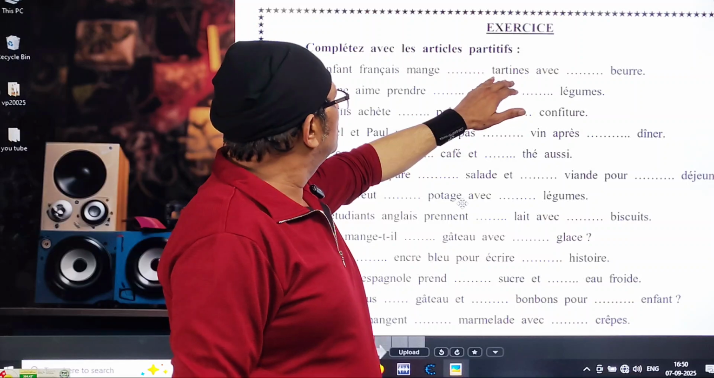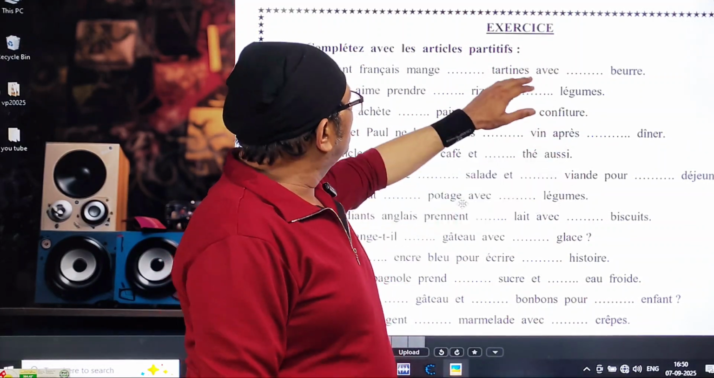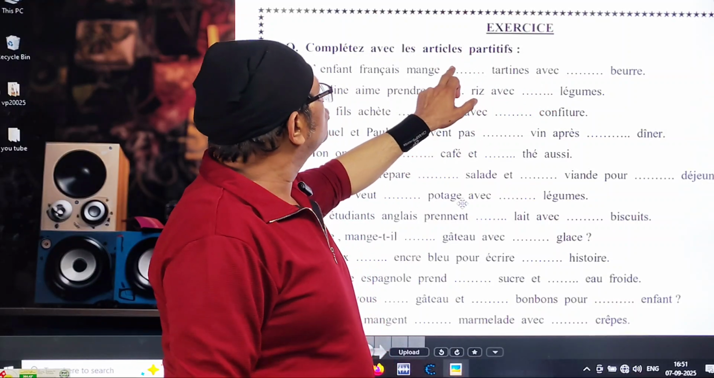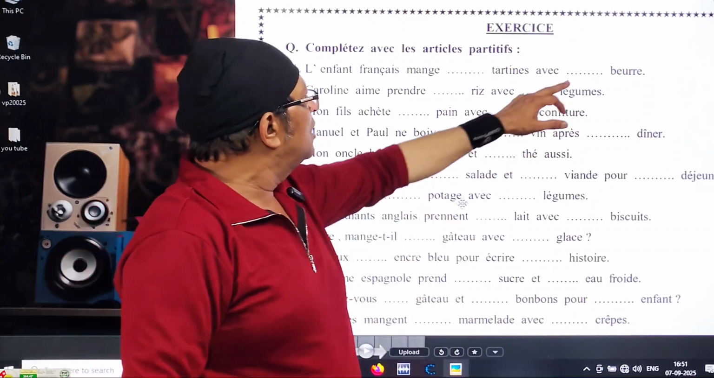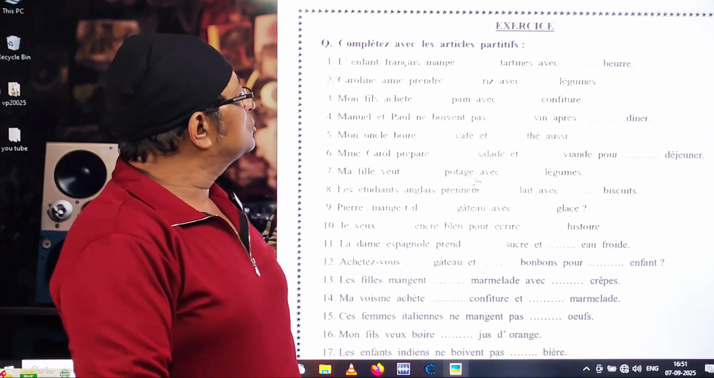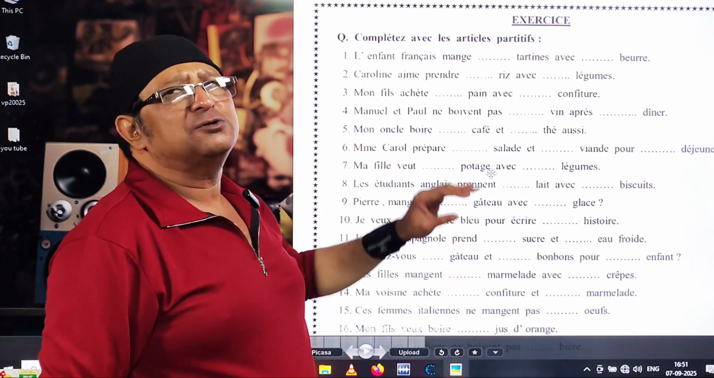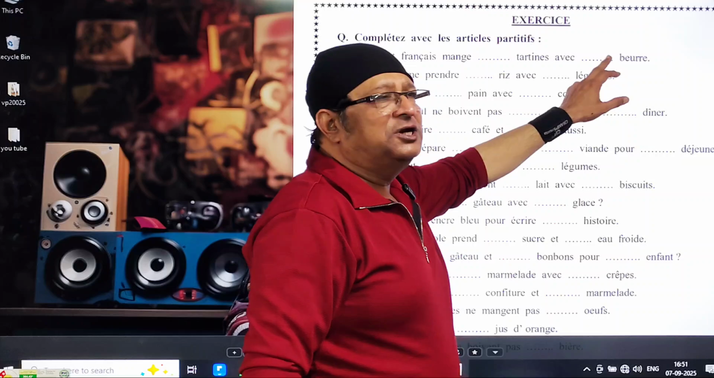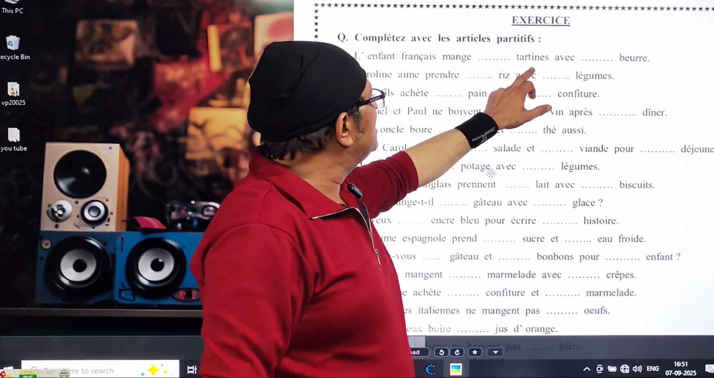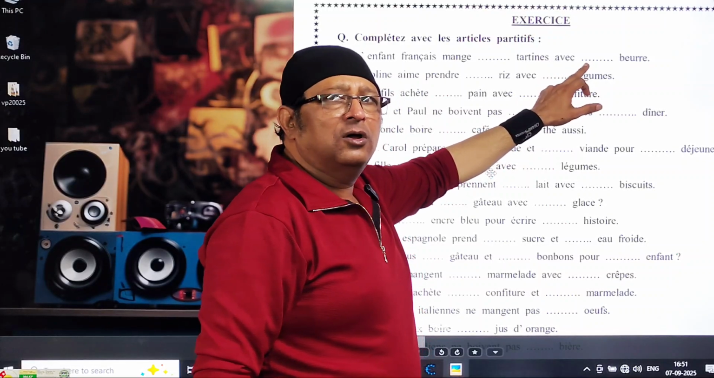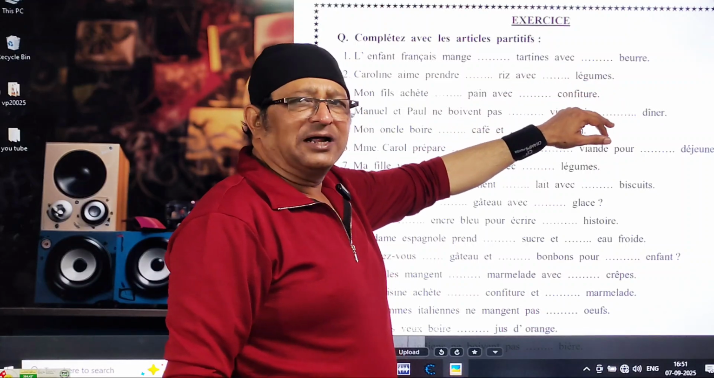For the first blank, you have to find out whether the word is masculine, feminine, singular or plural. The word is plural, tartines, toast, so you have to use DES. Avec dash beurre: again find out the number and gender of this word. Beurre is butter, which ends with E but it is masculine, so we will use DU. L'enfant français mange des tartines avec du beurre. The French child is eating toast with butter.